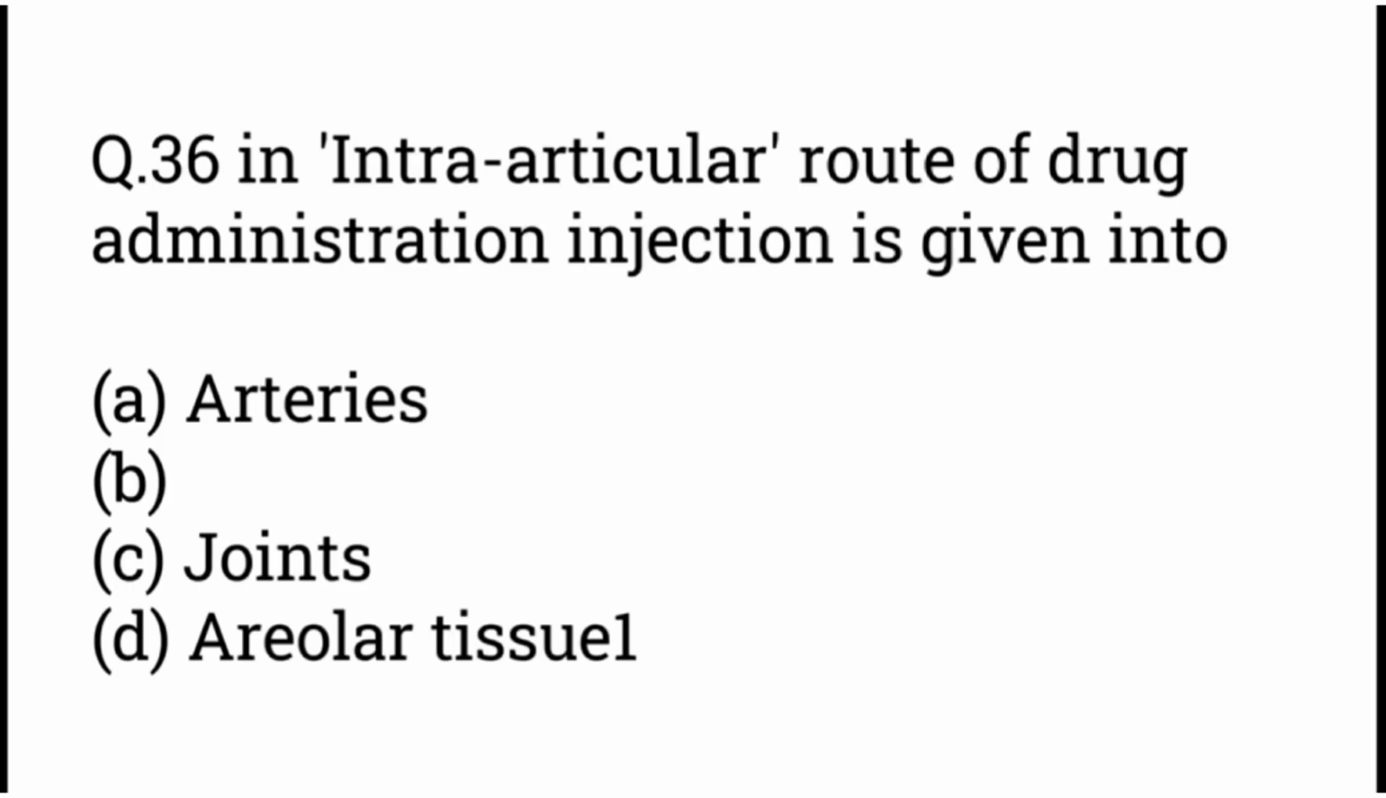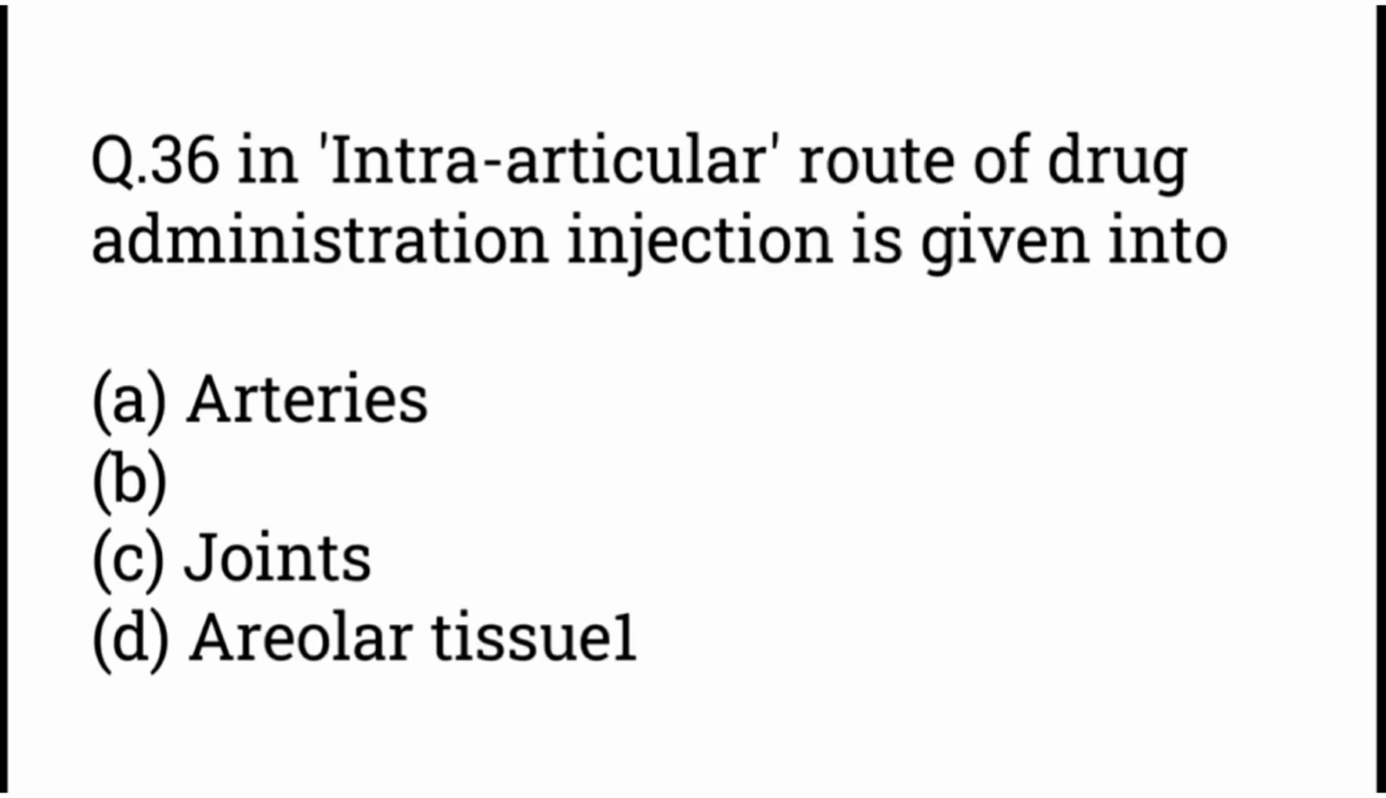In the intra-articular route of drug administration, the injection is given into arteries, joints, areolar tissue, and option B will be veins. So the intra-articular route of the drug is joints, because there are articulating joints, where one joint connects to another joint, and that is called articulation. So the drugs which are introduced intra-articular are the drugs which are given in the joints. For example, in the knee joint, when a patient is having pain, we give an injection in the knee joint so that the patient can have relief from the pain.